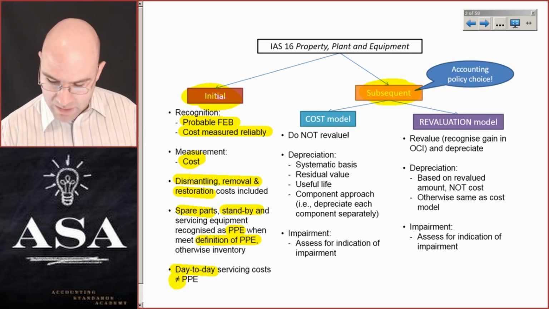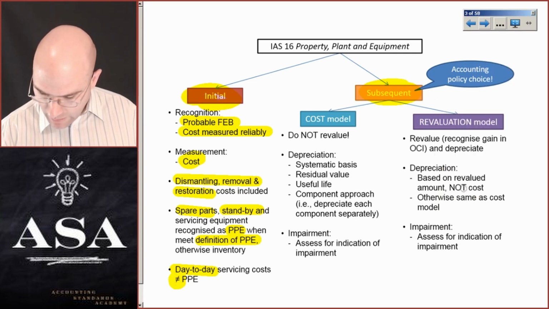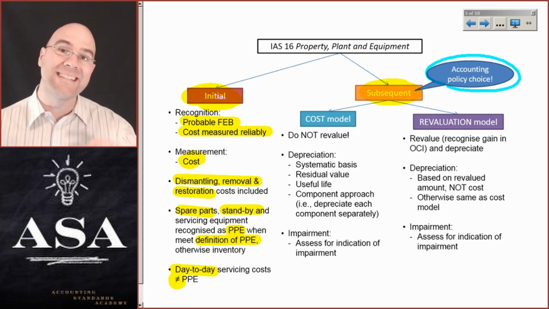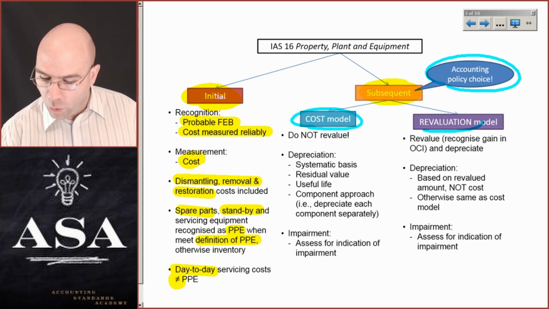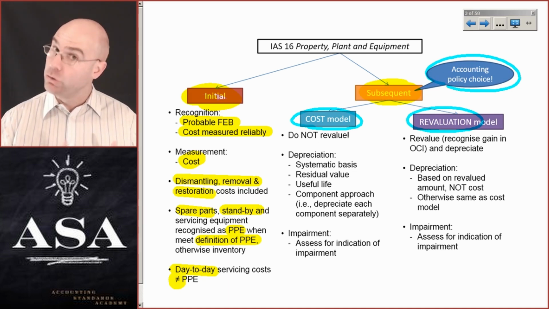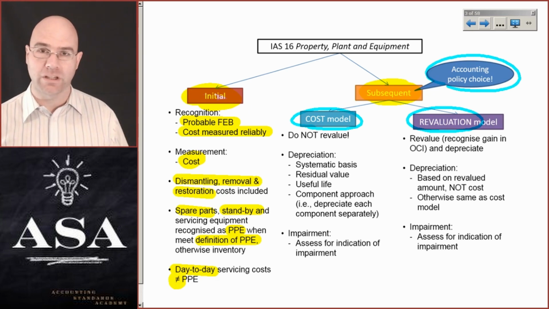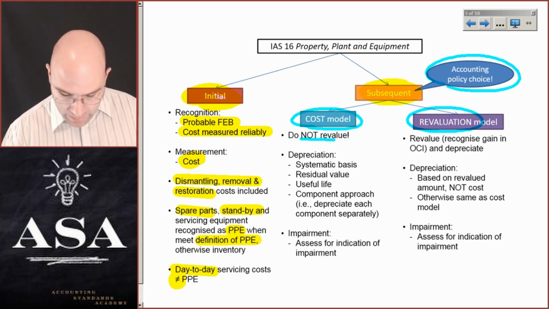Then, in subsequent measurement, you have an accounting policy choice. And that accounting policy choice is to measure PPE subsequent to initial recognition, either on the cost model or the revaluation model. Not the fair value model, the revaluation model. Let's look first at cost. Cost, well, obviously, you will never revalue, right?